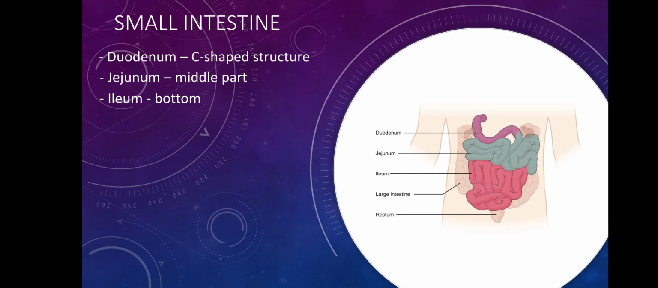So first of all, the duodenum, that's the first place that food comes after it's been mixed with stomach acid, where it comes here to be mixed with bile, which is made in the liver and stored in the gallbladder, and digestive juices from the pancreas.